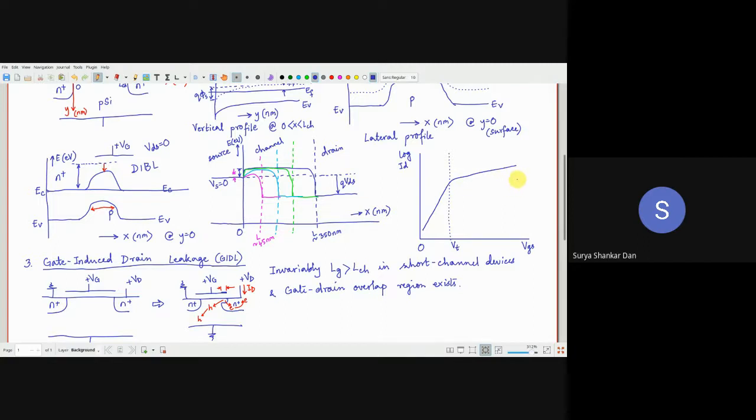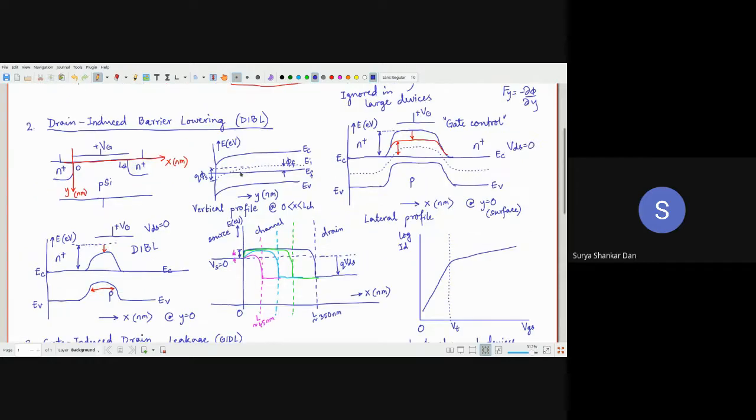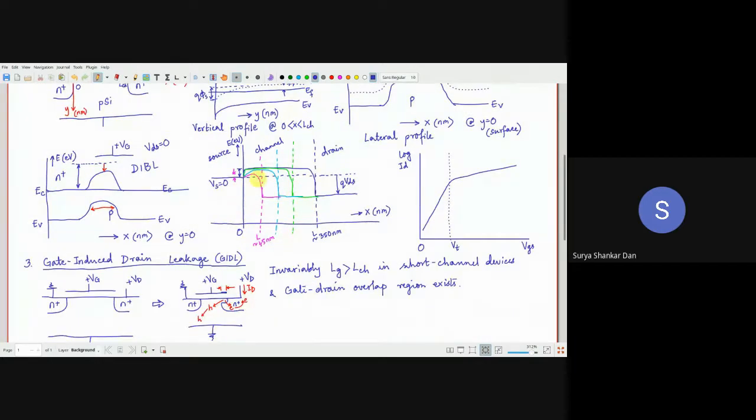If your channel length reduces, understand this. If your channel length reduces, what happens? You can clearly understand that your barrier height will decrease. This is the drain induced barrier lowering. So DIBL comes into the picture of the device operation before GIDL. So when DIBL comes into the picture, what will happen? Your barrier reduces. Remember, drain induced barrier lowering. So as the barrier is lowering, this entire characteristics will start shifting towards the left. So this is called a VT roll off.